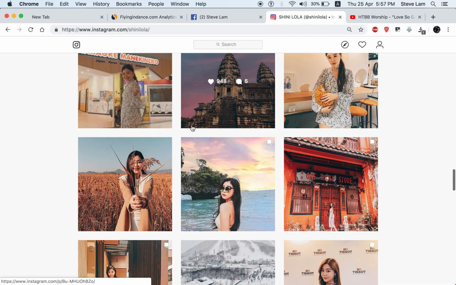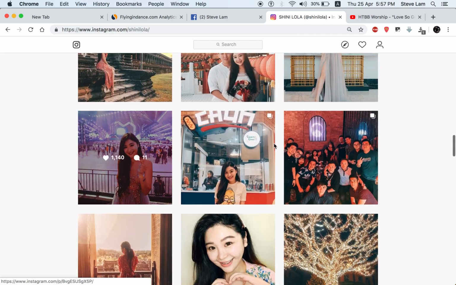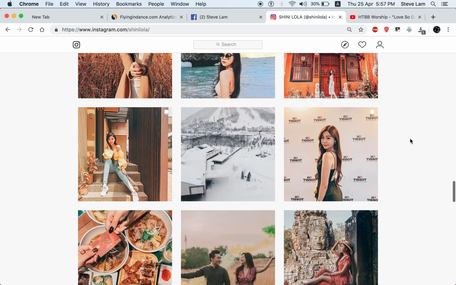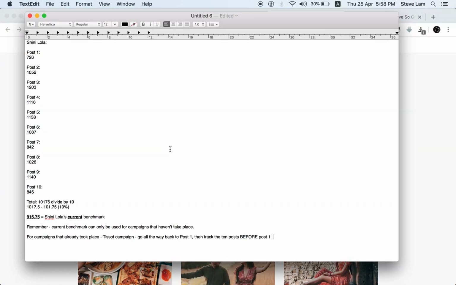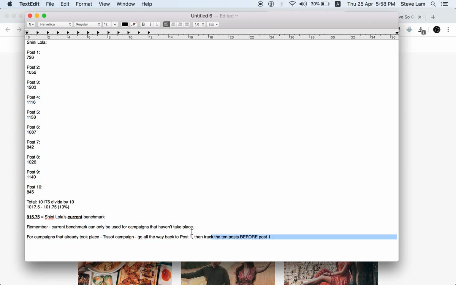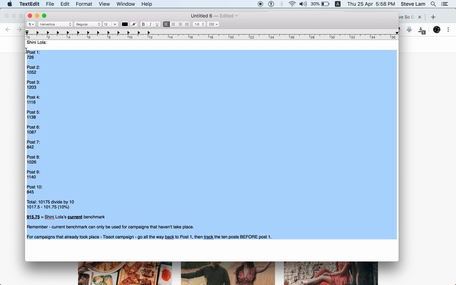What if in between she got really popular? Or what if in between some big scandal happened and she lost all her popularity? So you have to use what is current to that time. Okay, this has been a benchmark exercise. I hope you understand what benchmark means now.